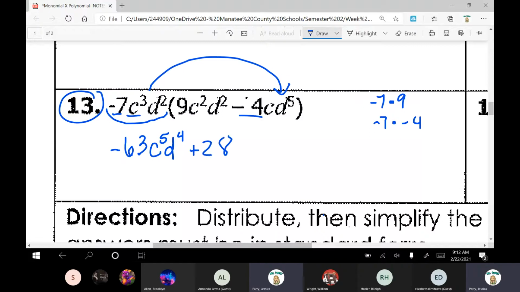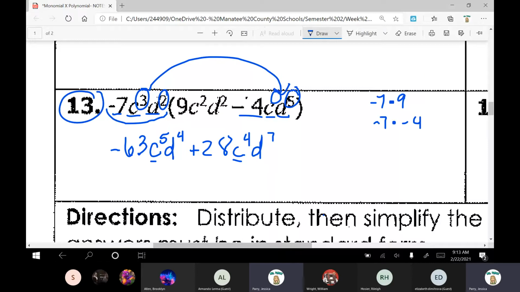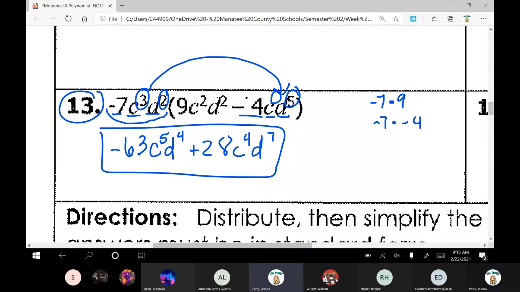Going through my variables. C, add the exponents. 3 plus invisible 1 is 4. And then my next one, D. 2 plus 5 is 7. Let's make sure it's in alphabetical order. So our first variable C, then D, C, then D, and then highest exponent first, 5, 4. That means it's good to go in standard form, alphabetical order, highest exponent first. That would be your final answer for number 13.